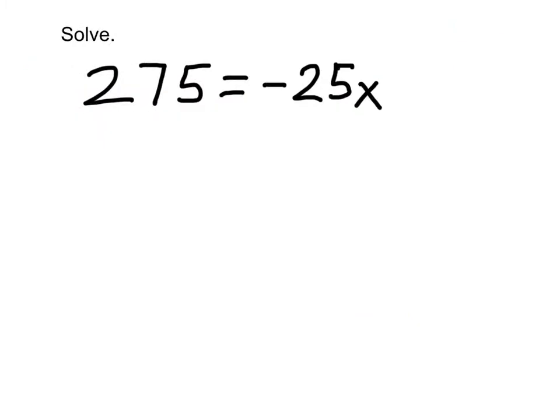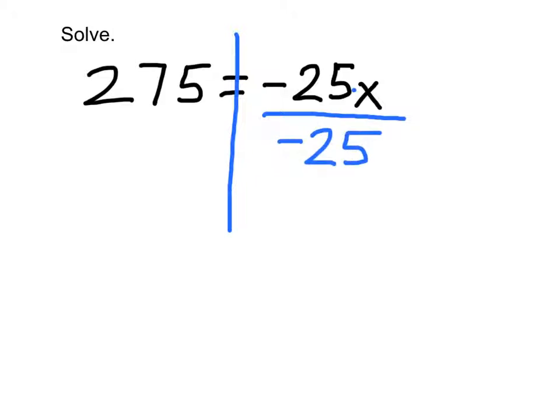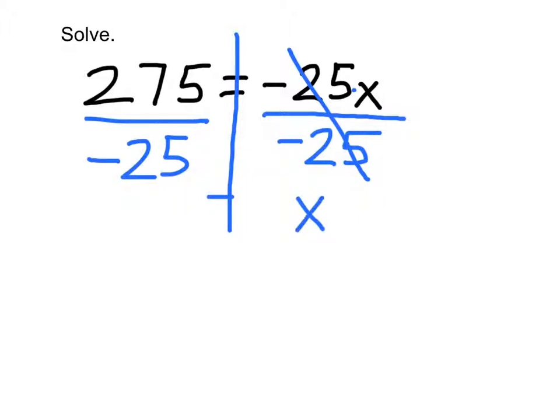On my next example here, it's nothing any different. The x is on the right side of the equal sign, but that doesn't change what we're doing. So over here, I'm going to split it into a left side and a right side. The right side here really means negative 25 times x. So I want to do the opposite of multiplying by negative 25, and that's dividing by negative 25. So I'm going to divide by negative 25. Over here, I'm going to divide by negative 25. Now I'm left with x equals 275 divided by negative 25 is negative 11.